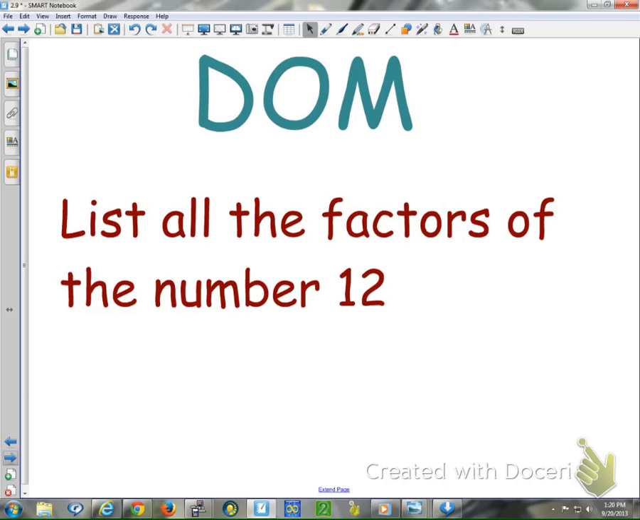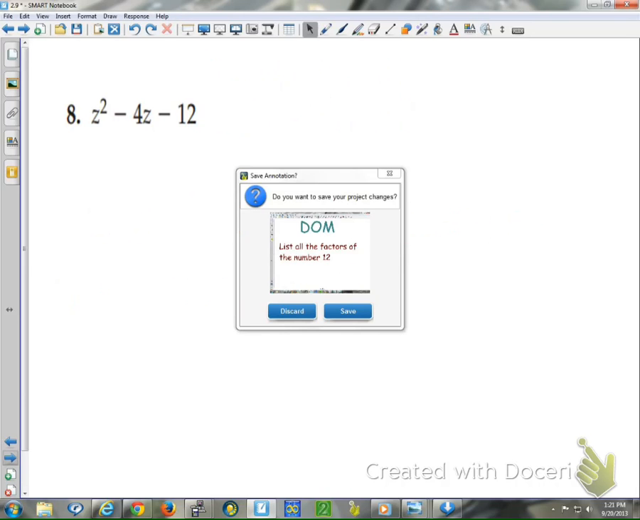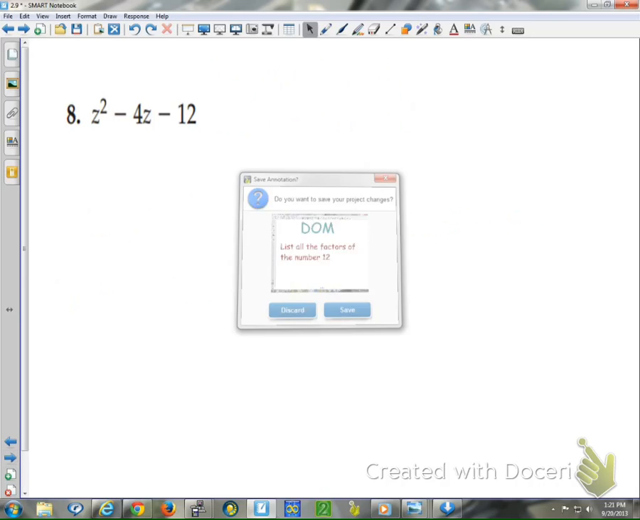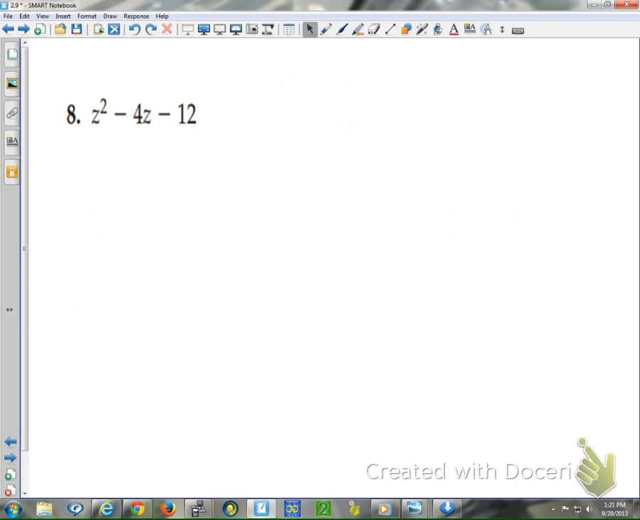The big thing that most people don't get about factoring is why it's helpful, and I really can't get into that until later on. But this is what you just did in your DOM. You factored the last number for me, and that's the first step on most of these problems: you factor the last number. 1 and 12, 2 and 6, and 3 and 4.